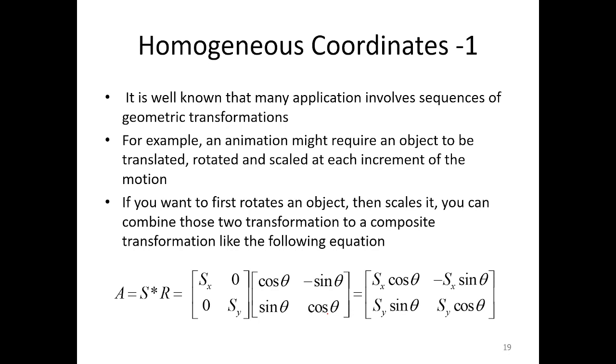So how can we combine all the operations? We use the equation A equal to S into R, that equals sx 0, 0 sy, times cos theta minus sin theta, sin theta cos theta, that equals sx cos theta, minus sx sin theta, sy sin theta, sy cos theta. So based upon these two composite transformations, the resulting equation is sx cos theta, minus sx sin theta, sy sin theta, sy cos theta. Okay.